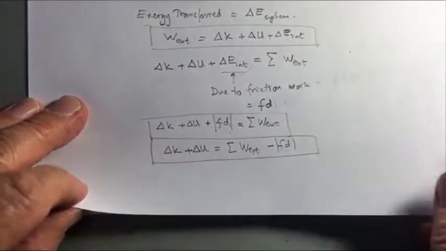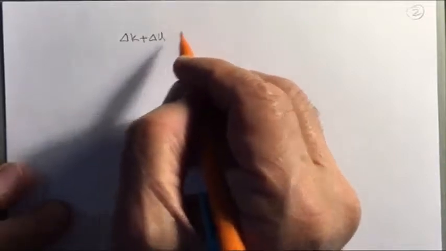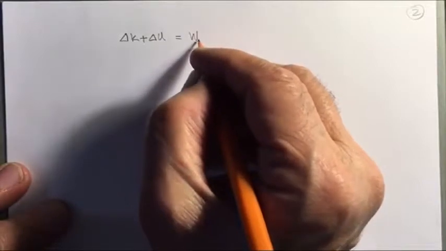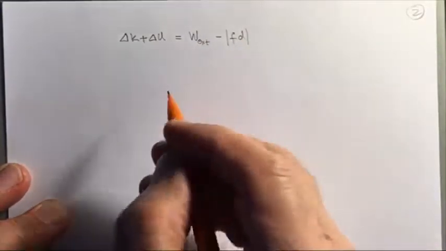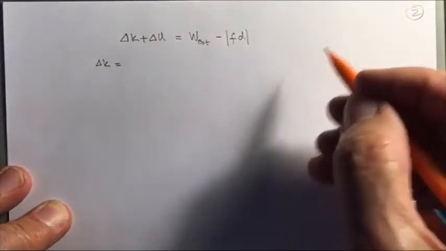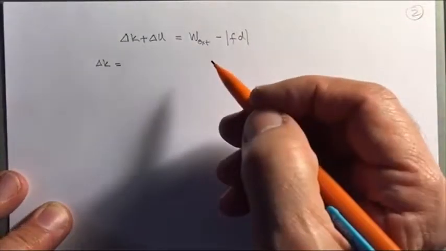Now we'll solve a few examples using this, and in order to do that we would just write this equation again over here. Delta K plus delta U equals work external minus FD. The delta K, we would in all cases consider some initial position and some final position.